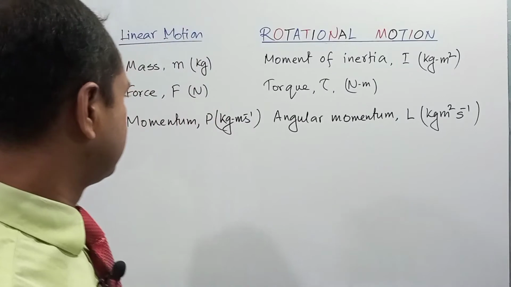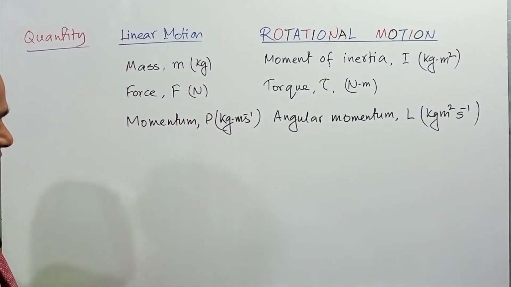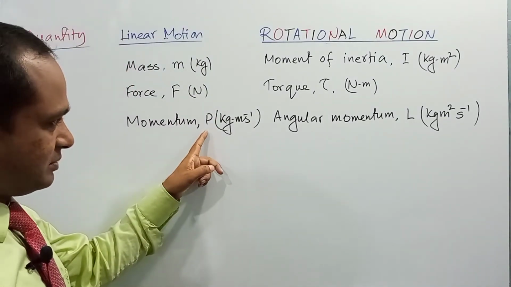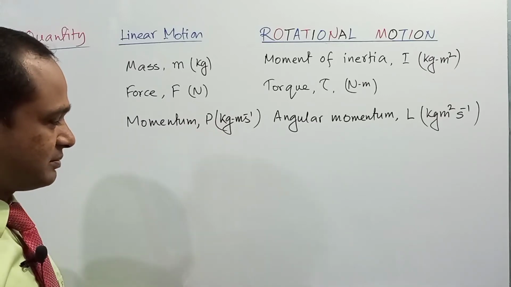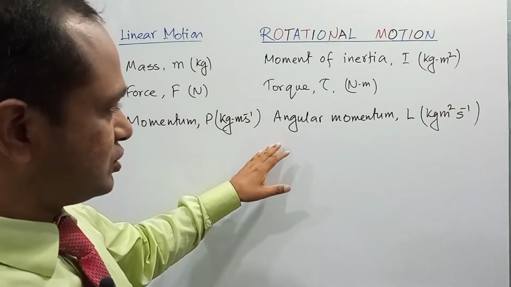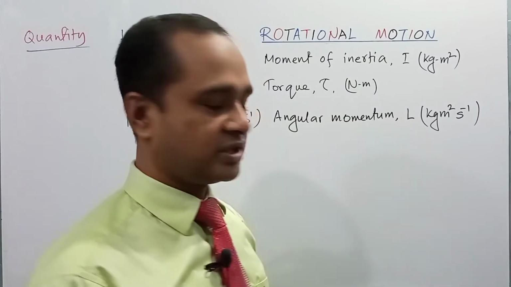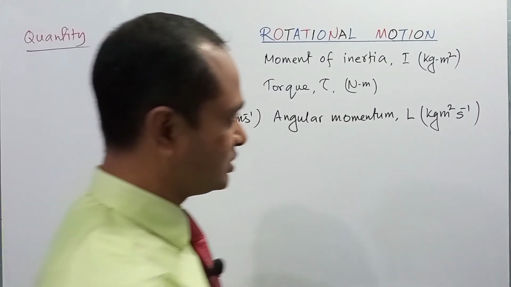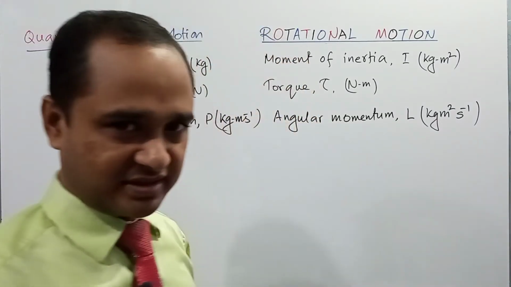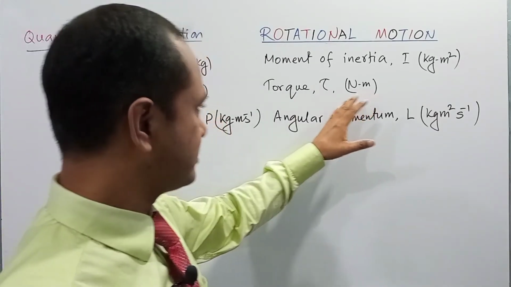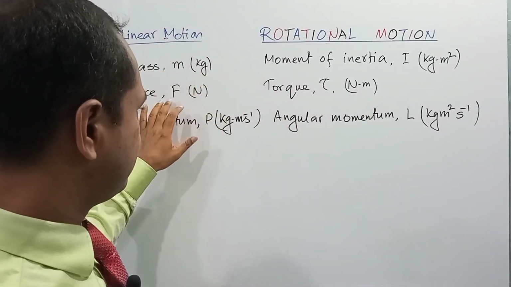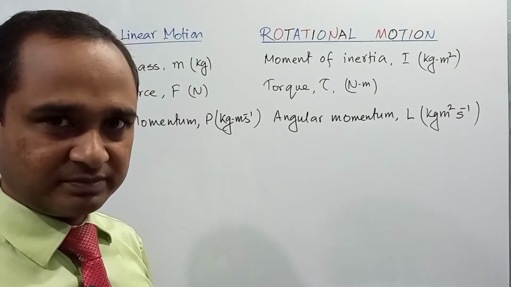Okay. Then finally the momentum. In linear motion, momentum is denoted by P, and its unit is kg meter per second, and in angular motion it will be angular momentum, which is denoted by capital L, and its unit will be kg meter square per second. So these are the analogous quantities for mass, force and momentum.